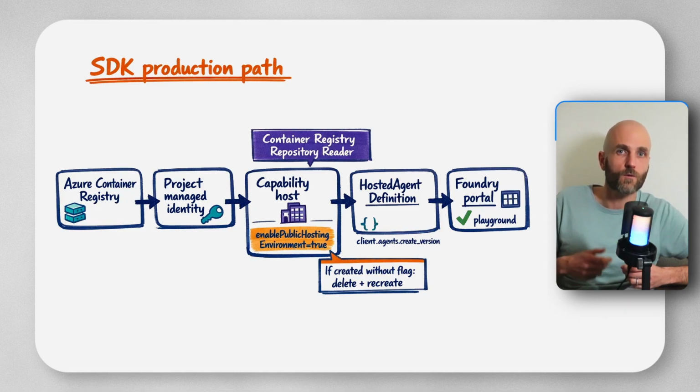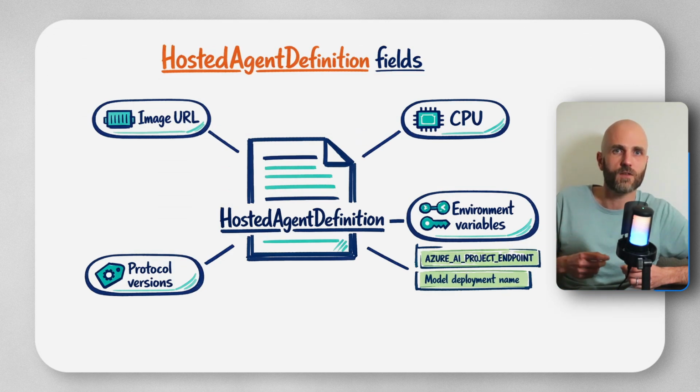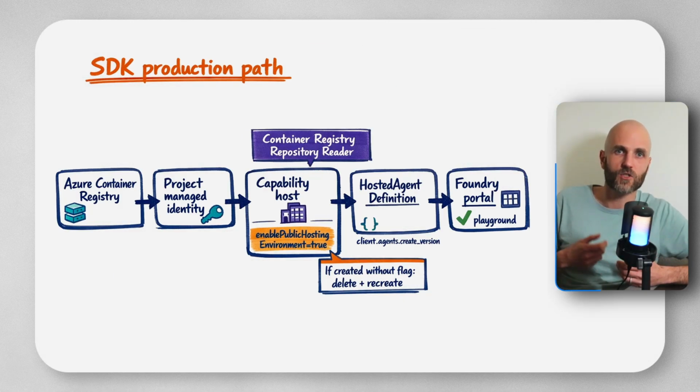And after that, I create a version with client.agents.createVersion using a hosted agent definition. That's where I specify the image URL, CPU, memory, and environment variables like Azure AI project endpoint and the model deployment name. And once it's created, it shows up in the Foundry portal. I can test it in the playground and see status like any other agent. Permission-wise, it depends what I'm doing. If I'm creating a new project, I need Azure AI Owner, and if the project is already configured, I often work with Reader plus Azure AI User.